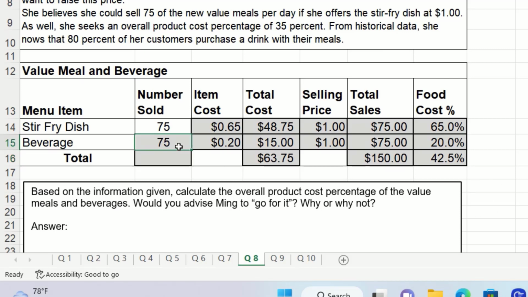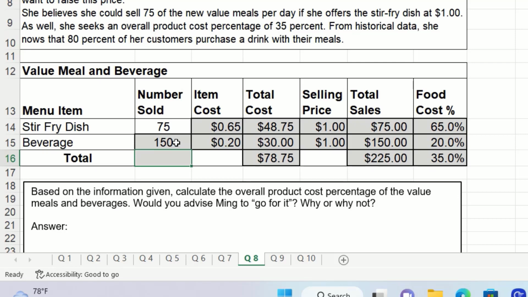So let's say we could sell our stir-fry dish as something that people shared, or see if we could get them to come back in and order another beverage. Let's say we got to 100 drinks sold. All right, that brings us to 39%. Now let's say we could sell 2 drinks with a stir-fry dish. So let's say we sold 150 beverages. That hits us at 35%. That gets us at our target cost percentage, okay?